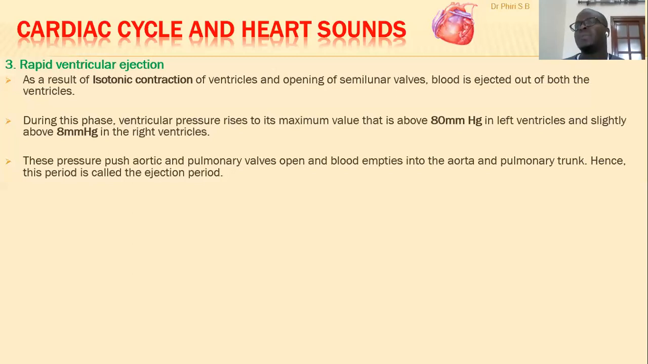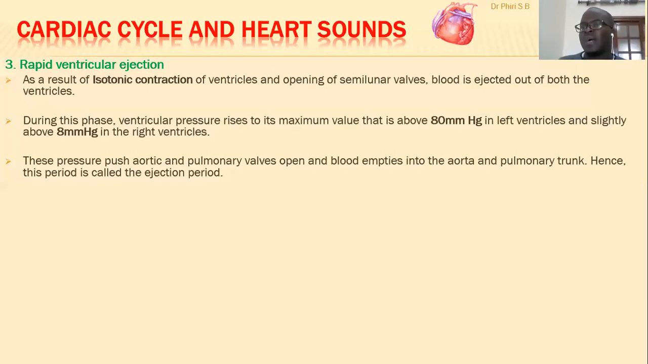And when you're looking at blood pressure, you have systolic blood pressure and diastolic blood pressure. The systolic blood pressure, the maximum it can go is 120. The diastolic blood pressure is 80. So it means that the pressure in the aorta is 80, but the pressure in the ventricles is now rising above 80. So that will cause the opening of the semilunar valves.